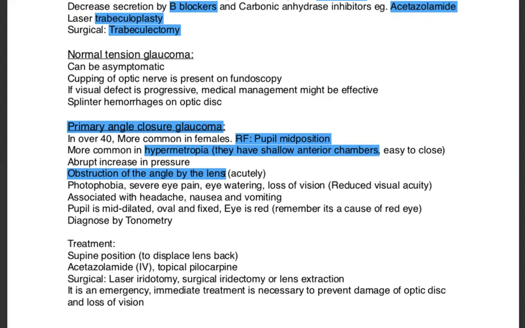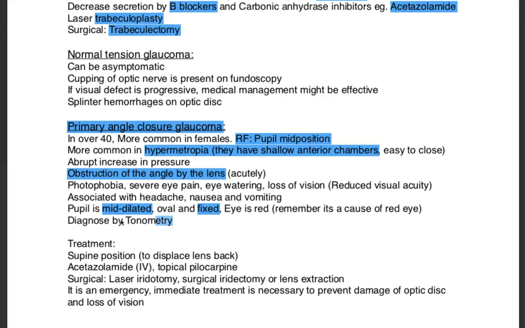It happens so suddenly. تمام؟ بيجي للزول photophobia, severe eye pain, eye watering و loss of vision. It's associated with headache, nausea, vomiting لأنه بيحصل increasing في البريشر حق الآي شديد. البيوبل بتكون mid dilated so ما بتكون fully dilated ولا بتكون fully constricted وبتكون oval and fixed. It does not move. و eye is red لأنه ال acute angle closure glaucoma is a cause of red eye.